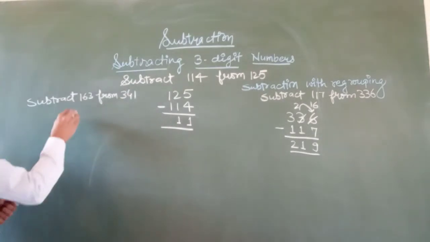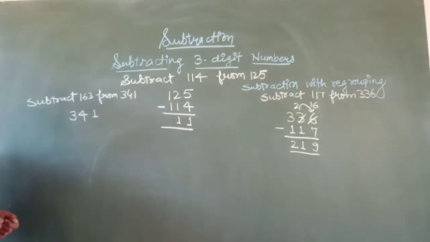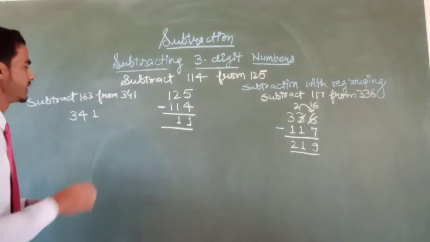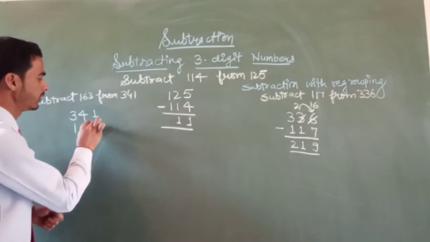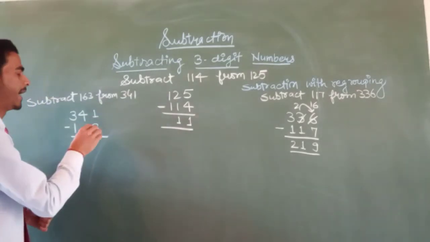Firstly, we have to write down the number. 341 is the greater, so we have to write it on top, and 163 is smaller, so we have to write it downside. Okay, so now we have to subtract it.